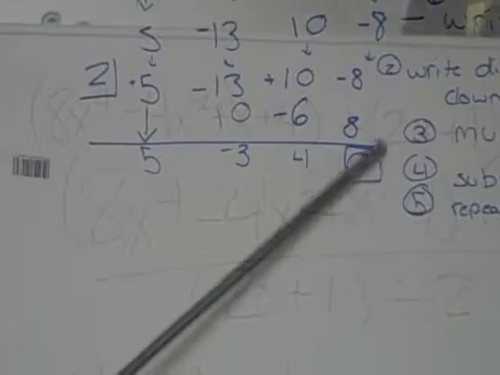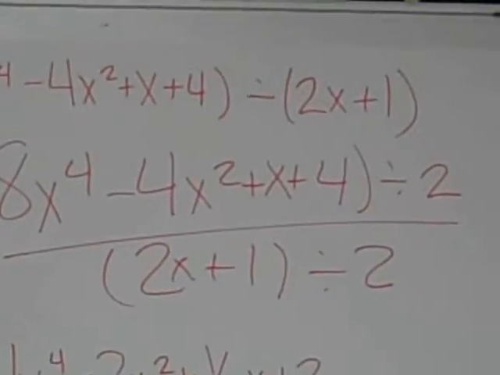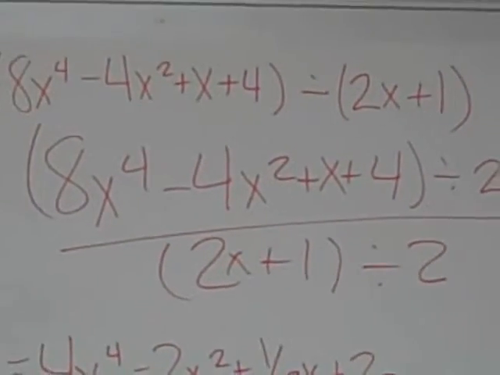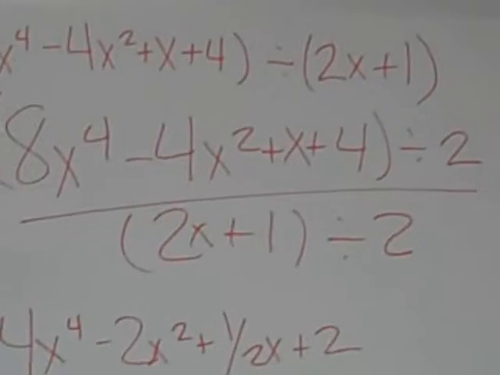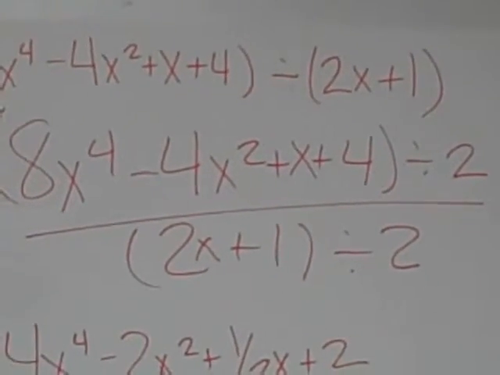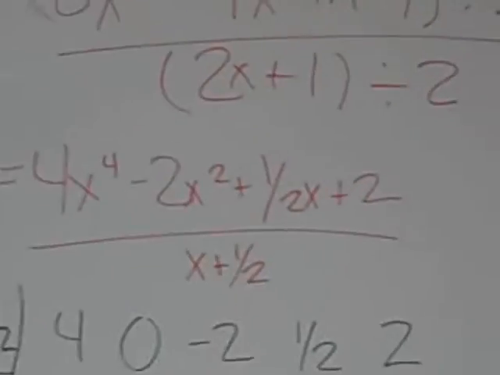Negative 8 plus 8. You're going to start off with 8x to the fourth minus 4x squared plus x plus 4. And you're going to divide that by 2x plus 1. Use division to rewrite the divisor so it has a first coefficient of 1. Divide the numerator and the denominator by 2. Then simplify the numerator and the denominator.